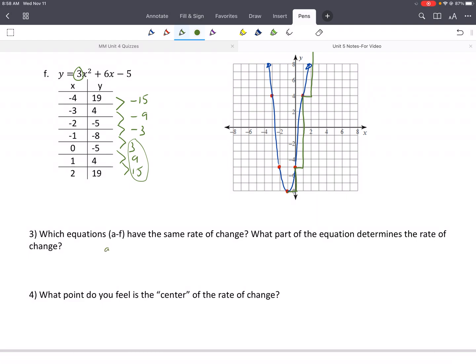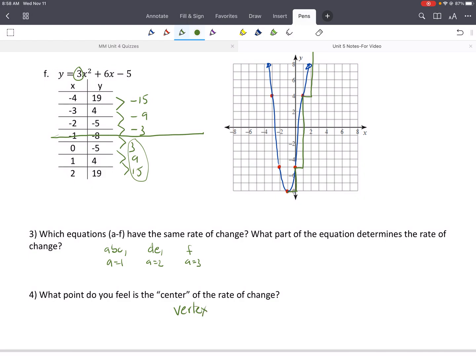Okay, so here A, B, and C all have the same rate of change. D and E have the same rate of change. Okay, this is when A was 1. This is when A is 2. And F is when A is equal to 3. Okay, so the A value depends on our growth rate. And what do you think the center of that would be? The center of the rate of change? Well, that would be the vertex. Okay, so like here would be the rate of change. It is kind of like the center, it's the vertex.